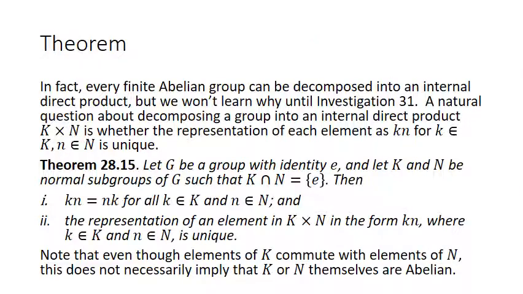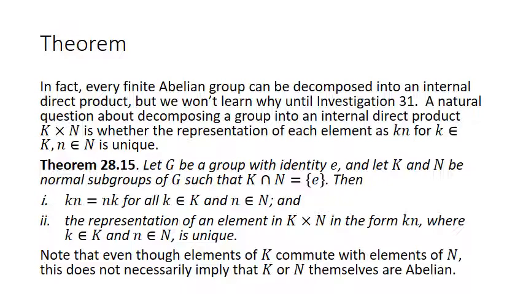Okay, so let's look at a theorem here. So actually, every finite abelian group can always be decomposed into an internal direct product. We're not going to learn why that exactly is until investigation 31. But a natural question when you're decomposing a group into an internal direct product K times N is whether the representation of each element as k times n is unique.